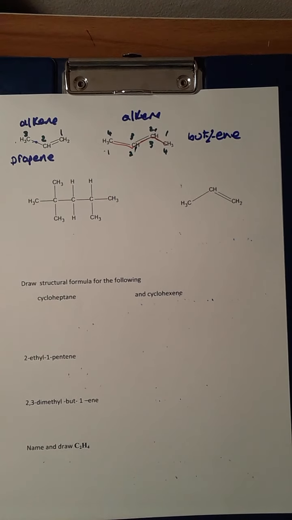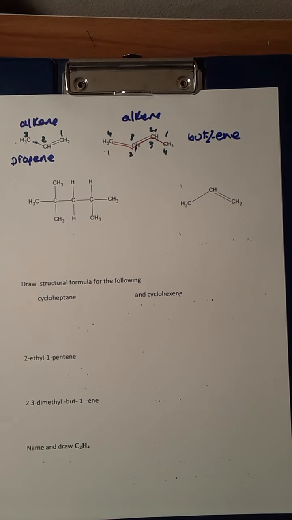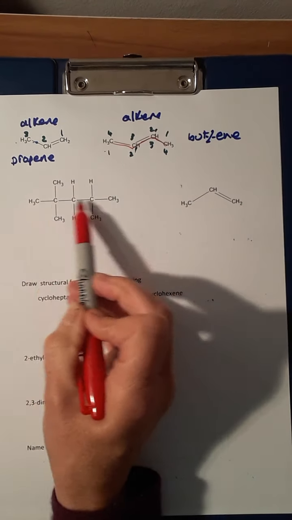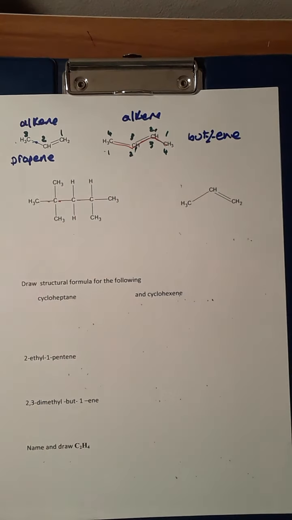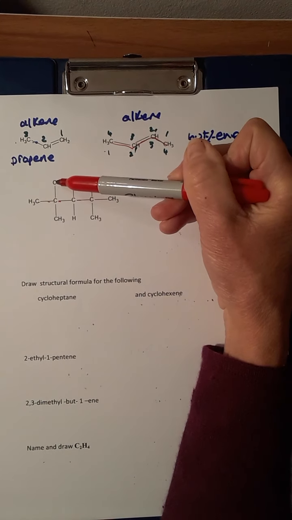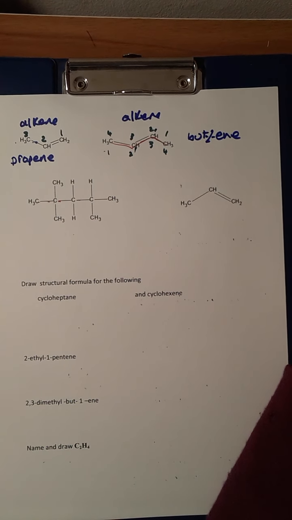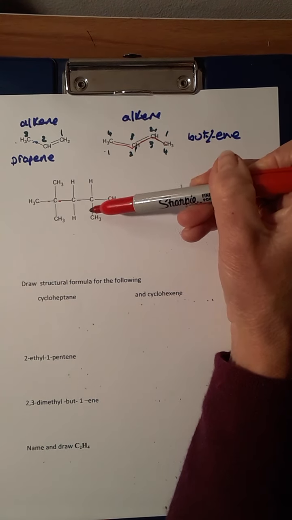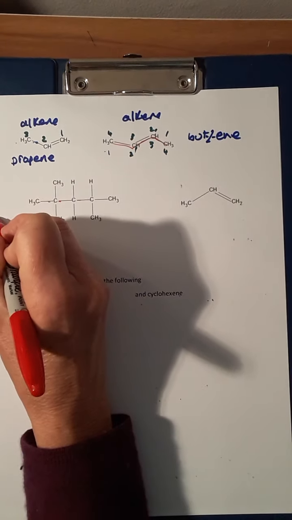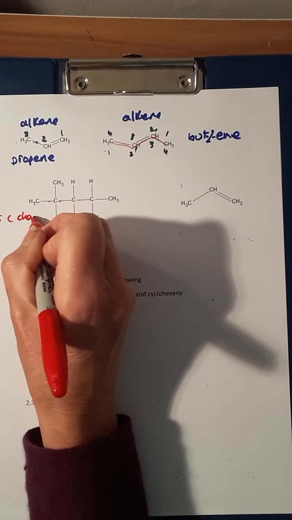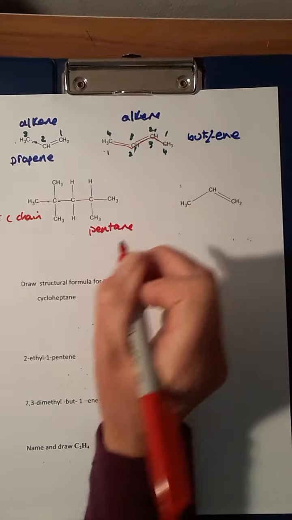Okay, look at this one down here. I'm going to find out which is my longest chain. Identify the longest chain. So if I go horizontally, 1, 2, 3, 4, 5 carbons that way. If I start up here and go 1, 2, 3, 4, 5, that's 5 carbons as well. If I start down here, 1, 2, 3, 4, 5, that's my longest chain. So no matter which way I go, I've got a 5 carbon chain. So that means it's a pentane. All single bonds, it's an alkane.